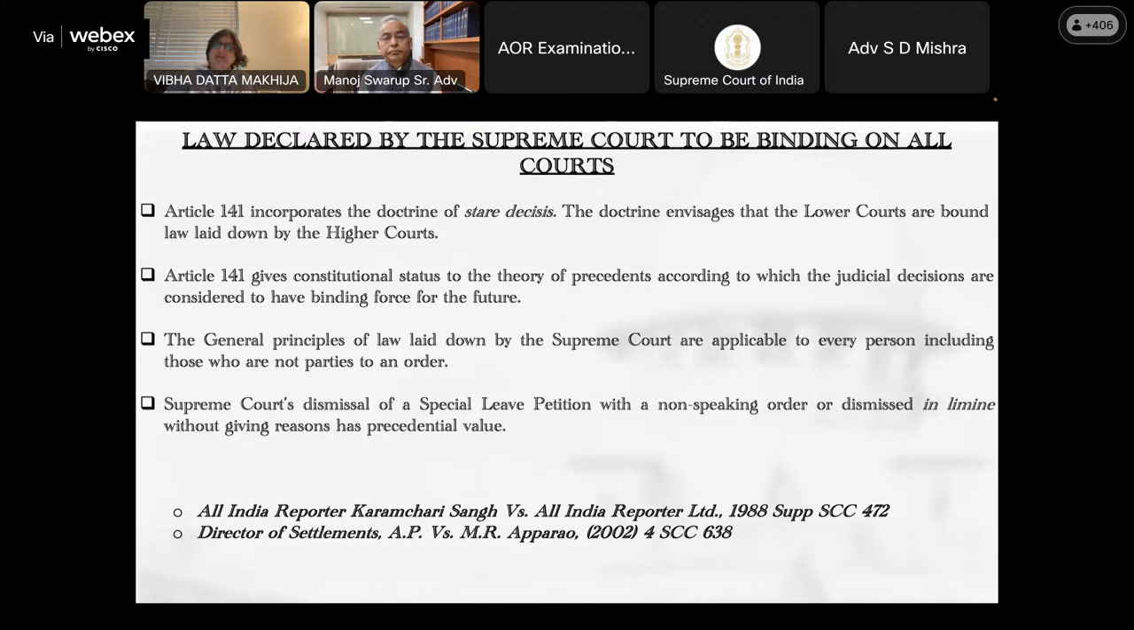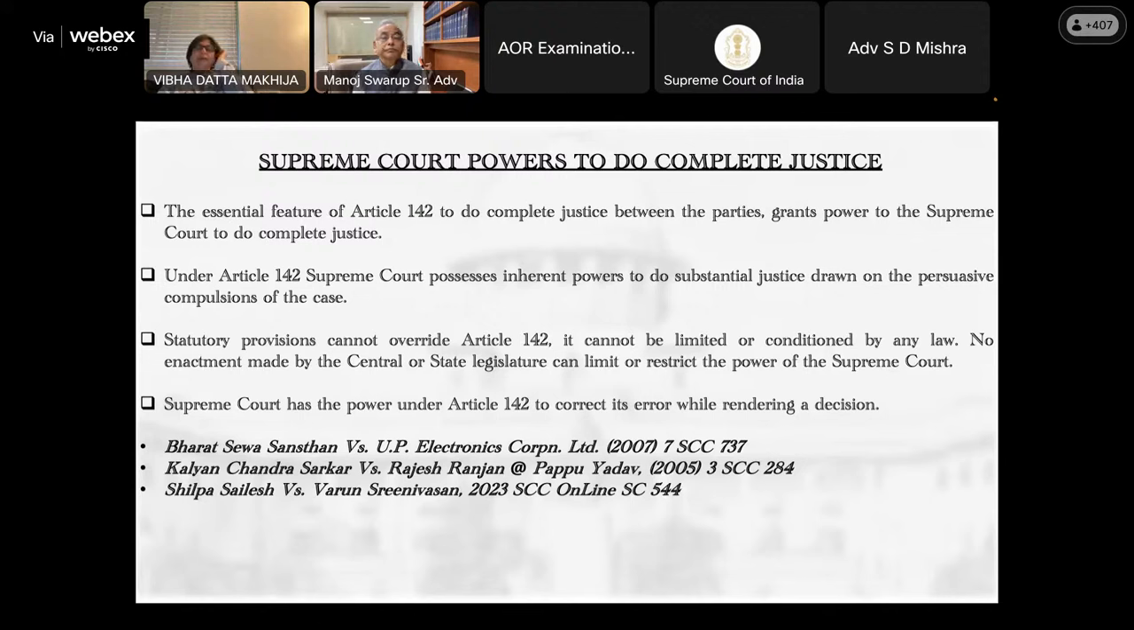Then comes Article 142, which is again very wide in its scope and which is also unique to the Supreme Court. This power is not contained with regard to any high court or any lower courts. So the power to do ultimate justice, complete justice between parties, whether they are private or government parties, is there with the Supreme Court. And despite statutory restrictions, the Supreme Court may pass certain directions which would end up doing complete justice between the parties, but which may be contrary to a statutory jurisdiction.